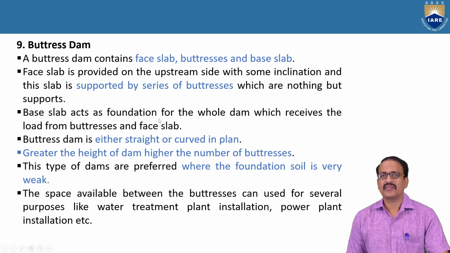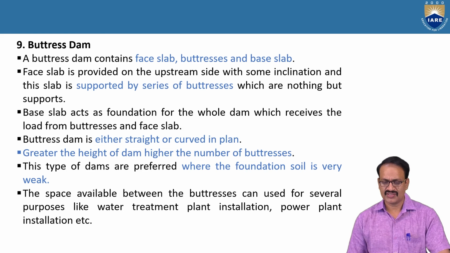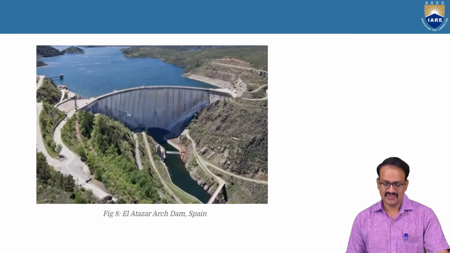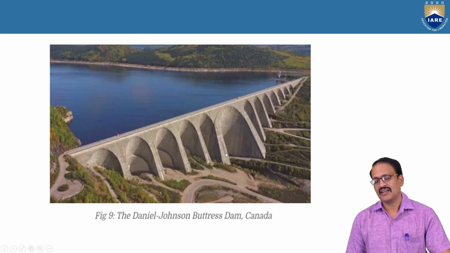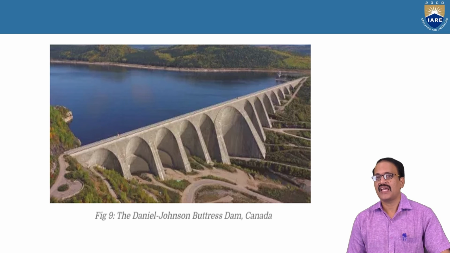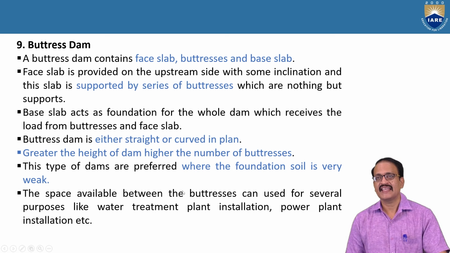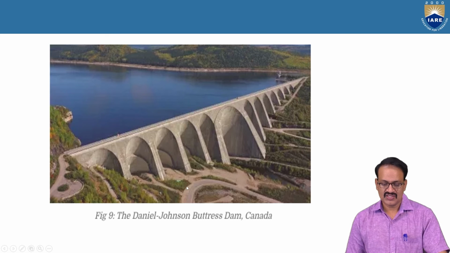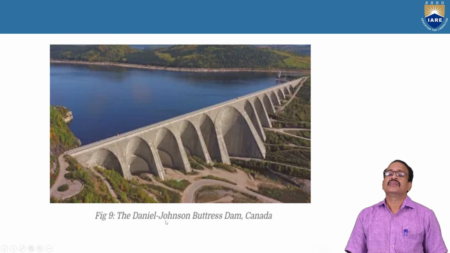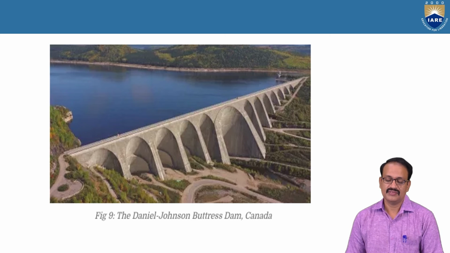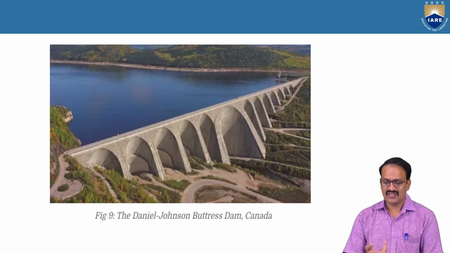So generally, normally everywhere we have constructed, but we have not given this type of buttresses in other types of dams. So we are giving it here because the foundation soil is very weak. This is the Daniel Johnson Buttress Dam in Canada. These types of buttresses you can also find in big constructions, not exactly similar to this.